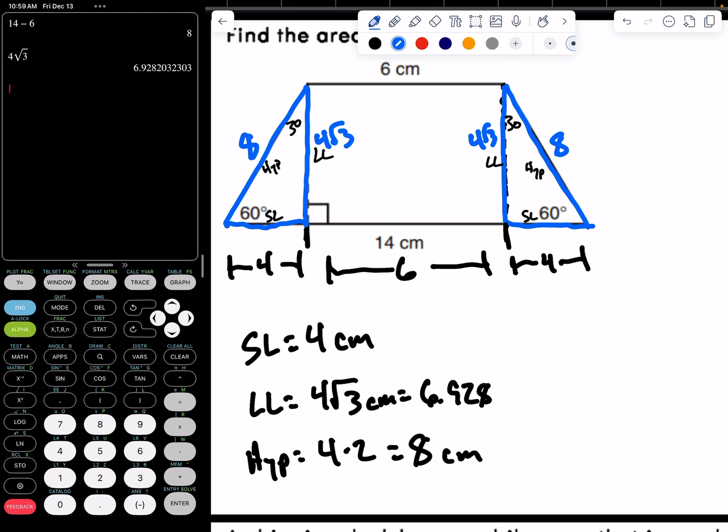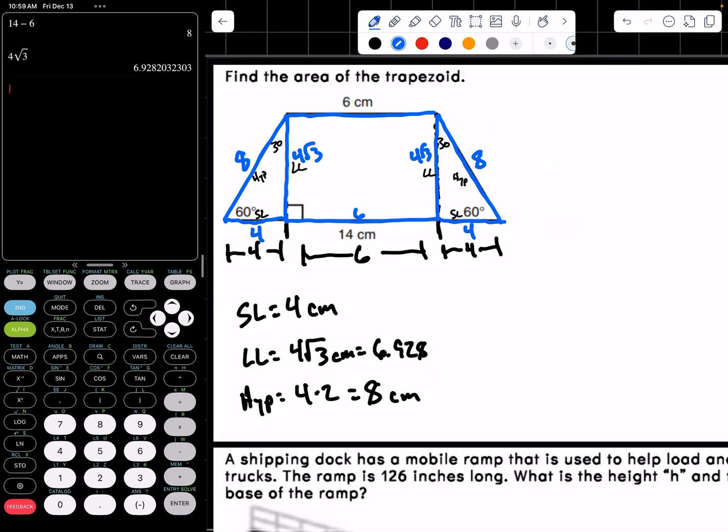So I can do a couple different things. If I know that this piece is 4, this piece is 4, we've got 6 going across right here, okay? I'm trying to find the area. I can piece a couple different areas together. I've got two triangles. Let's start there.